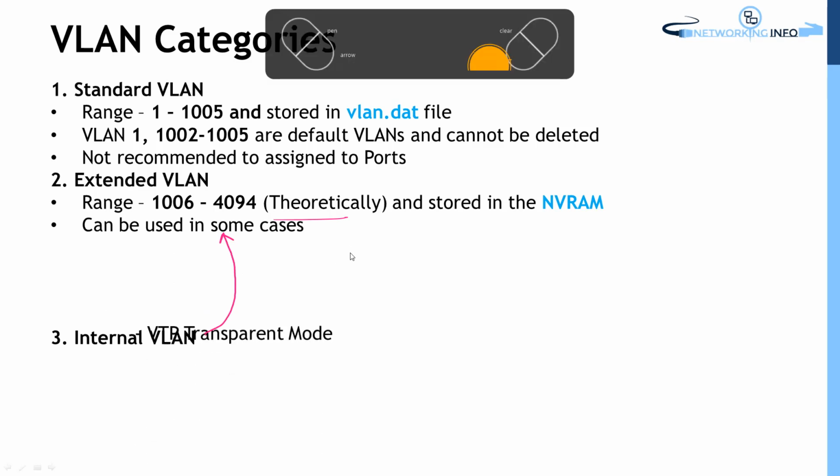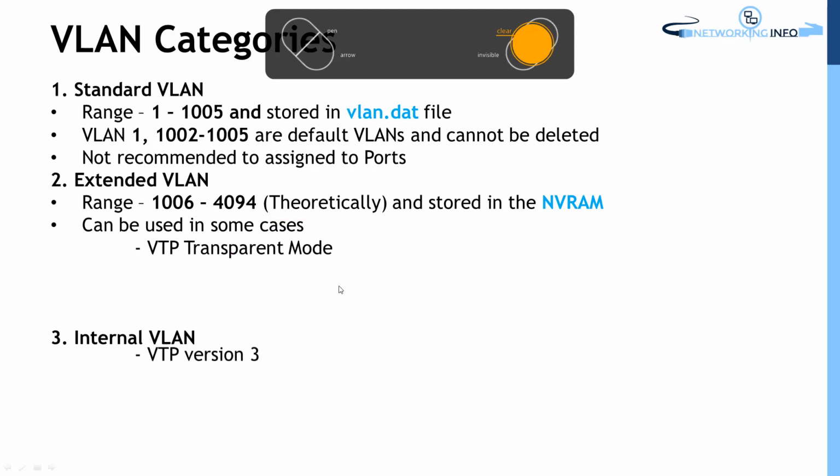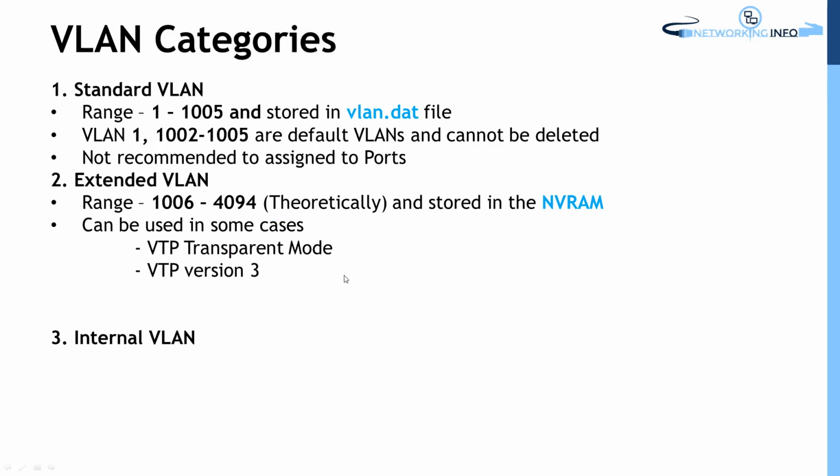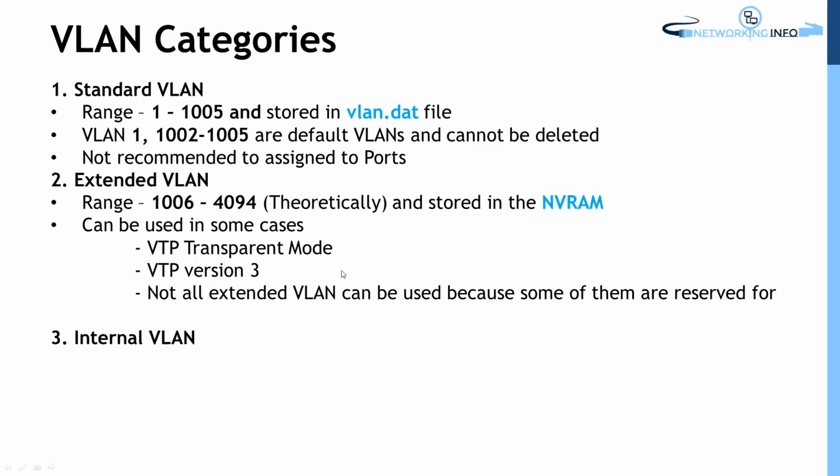where we have VTP transparent mode. VTP is VLAN Trunking Protocol. When we are going to use the VTP, then we can use this extended VLAN. If we have VTP version 3, then also we can use extended VLAN. So your switch should be in VTP transparent mode. So VTP is a kind of protocol, we'll talk about this. So the only thing we need to understand here is when we have VTP in transparent mode and VTP version 3, then only we can configure extended VLAN.